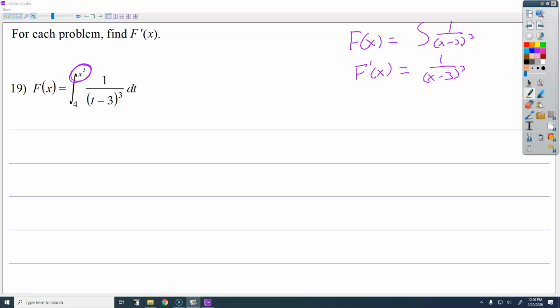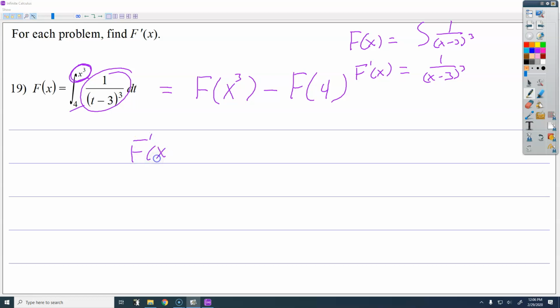So first of all, if I were to integrate this, I'm going to end up with some unknown function f. And since we're doing a definite integral, we're plugging in the top limit and the bottom limit. Okay? The next thing we're going to do is we want to find the derivative, right? So the derivative of my function will be the derivative of this.